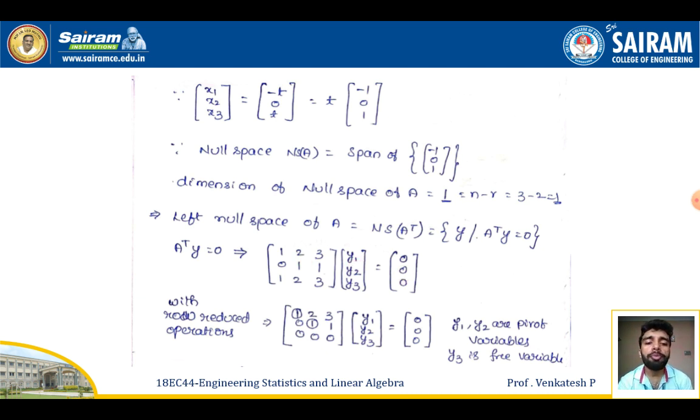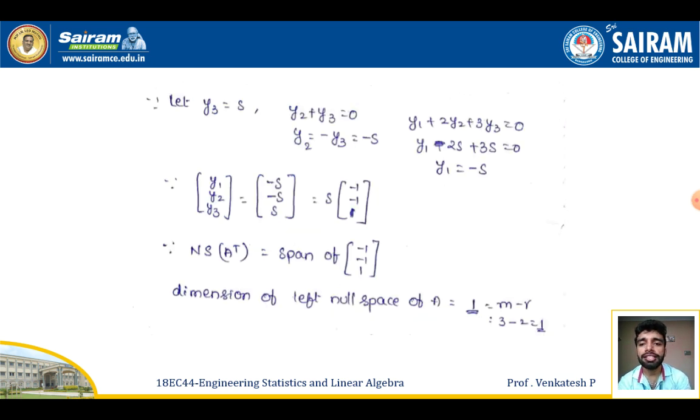So on performing the echelon form with the row operations, I'll be getting the matrix like this. From this one I can say that Y1 and Y2 are pivot variables and Y3 is a free variable. So I can replace Y3 equal to some variable called S. Then Y2 will be equal to minus Y3, which is minus S. From Y2 and Y3 I can find Y1 from this equation. I'll be getting Y1 is equal to minus S.